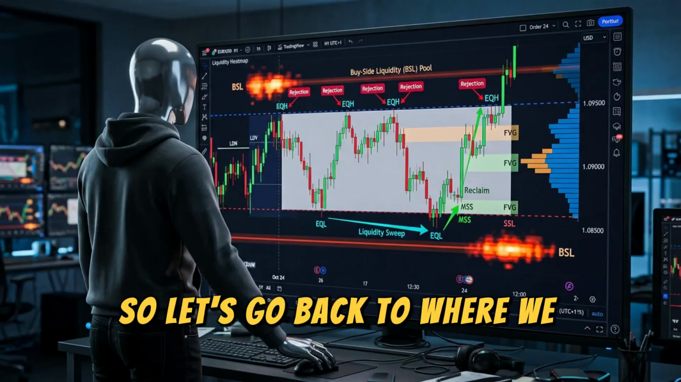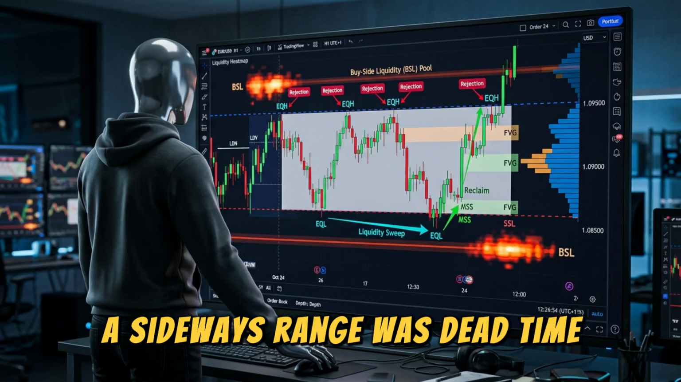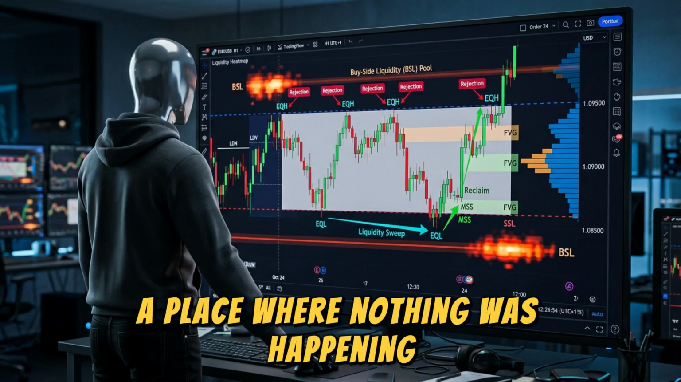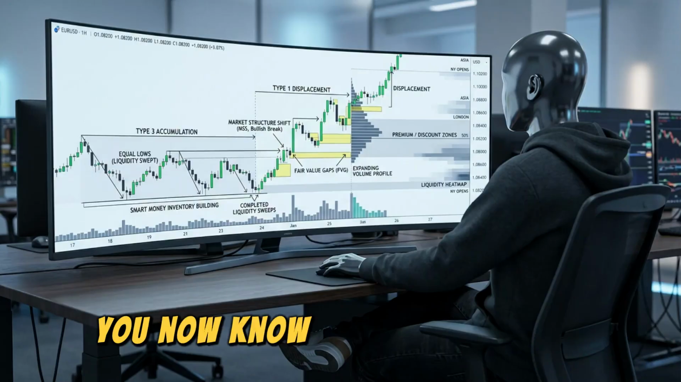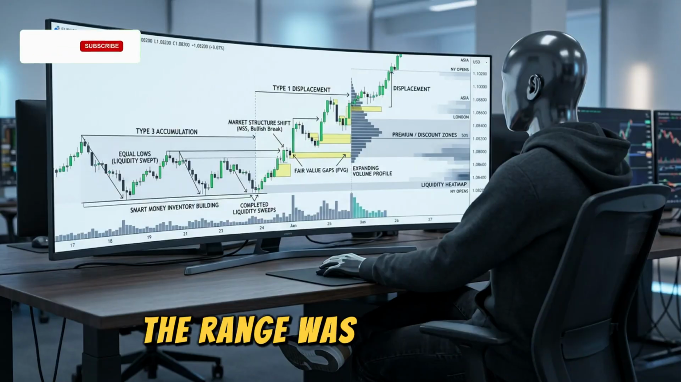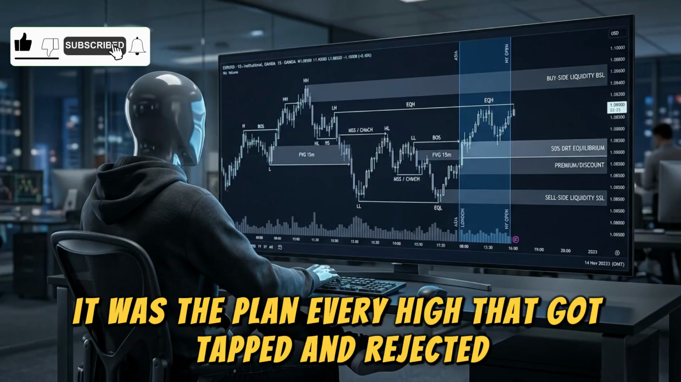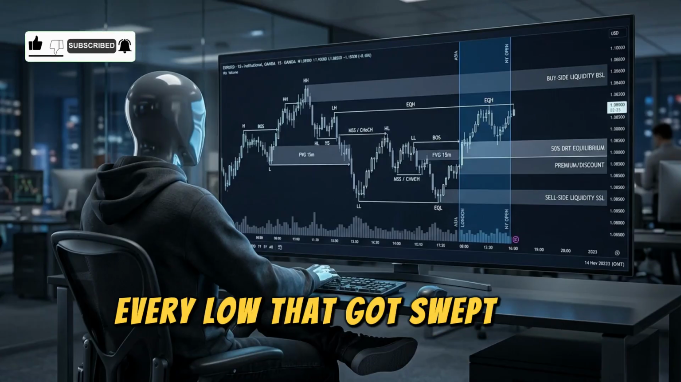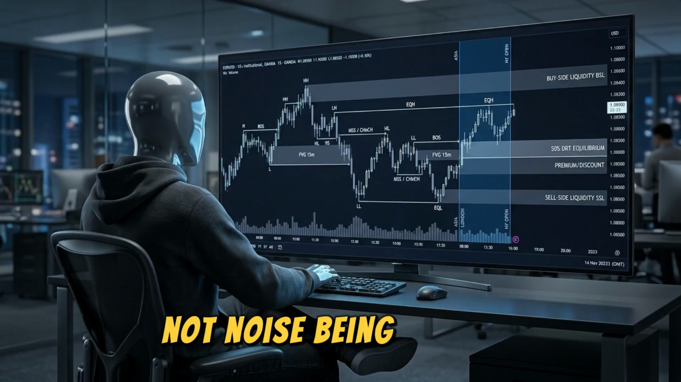So let's go back to where we started. You came into this thinking a sideways range was dead time, a place where nothing was happening, and the real trading started once price finally broke out. You now know that's backwards. The range was never empty. It was the plan. Every high that got tapped and rejected, every low that got swept and reclaimed, that was inventory being built, not noise being ignored.